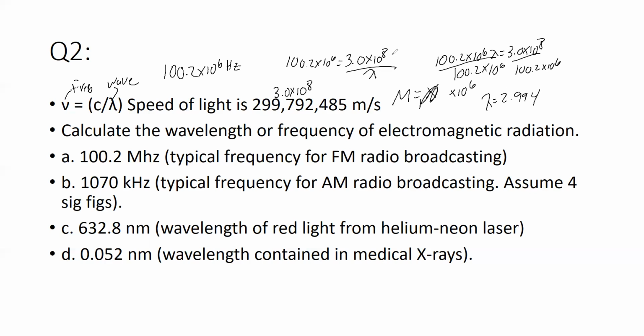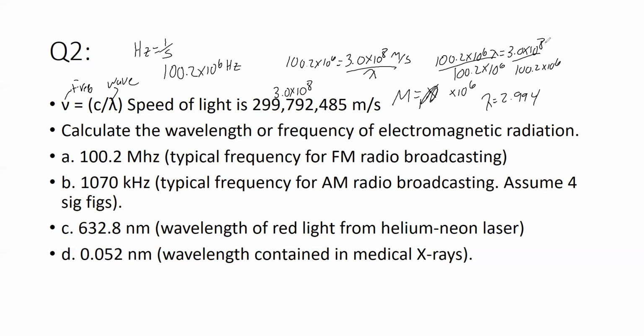So speed of light is meters divided by seconds. And we have this hertz, and hertz has a weird unit of inverse seconds, or 1 divided by seconds, because frequency is how many times a wave will pass a point in a given amount of time. So what this 100.2 megahertz says is that 100.2 times 10 to the 6 waves will hit the same point in 1 second.